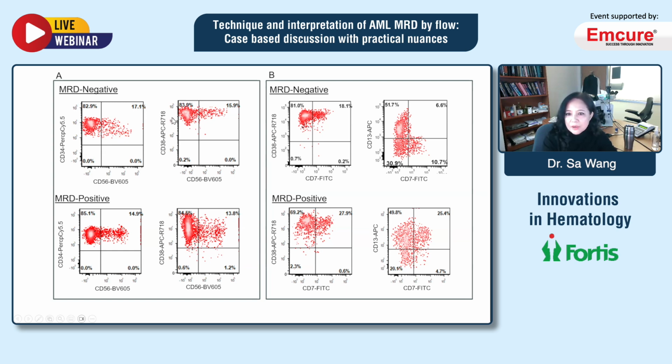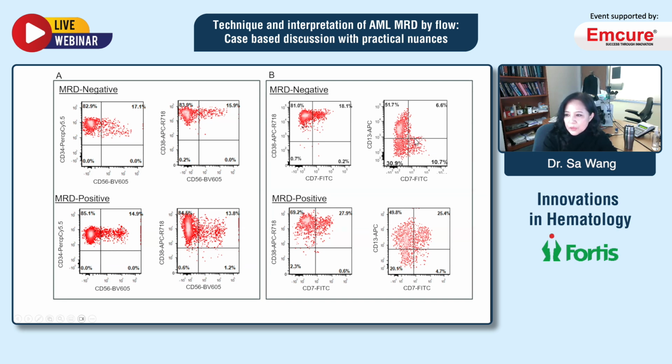So they are on the CD38 very bright population. CD34 is scattered, and this is the true MRD, and they're on the CD38 dimmer population. Same for CD7, the reactive ones are usually on the very bright CD38, and they're on the CD13 negative ones.